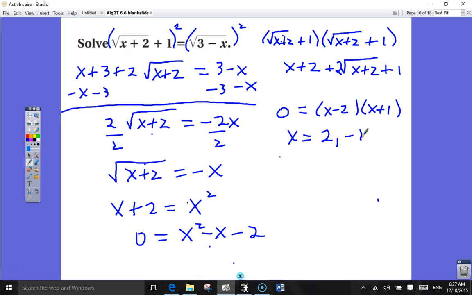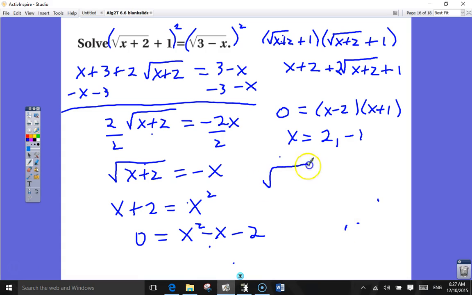Okay, now we've got to check. Right, we've got to go back and check our answers. And I'm just going to do it visually here. If I put in a positive 2, I get the square root of 4, which is 2, plus 1 is 3. If I put in a positive 2 here, I'm going to get 3 minus 2, which is 1. The square root of 1 is 1. So we got 3 equals 1. That doesn't check. All right, that's what we mean by extraneous. Right? I'm checking the 2.